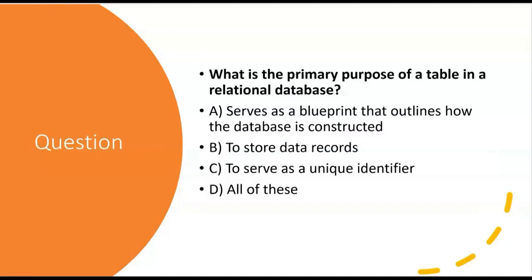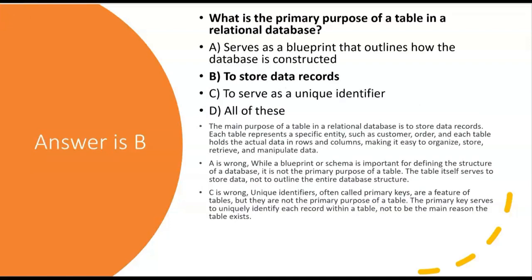All right, what's the primary purpose of a table in a relational database? Is it A, serves as a blueprint that outlines how the database is constructed? No, that's the schema. B, is it to store data records? Is that the primary purpose of a table? To store records? Yes. C, to serve as a unique identifier? No, that'd be a primary key. So B is correct. The main purpose of a table in a relational database is to store data records.